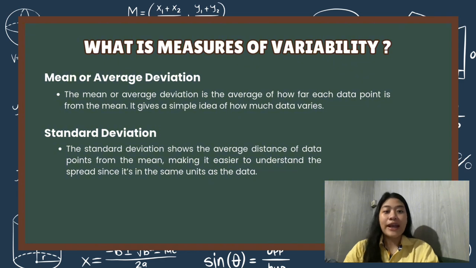Fifth, or lastly, is the standard deviation. It is a widely used measure of variability. It's the square root of variance, so it's the same unit as the data, which makes it easier to understand. It tells us the typical distance of data points from the mean.